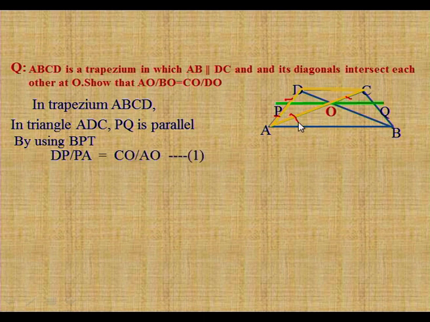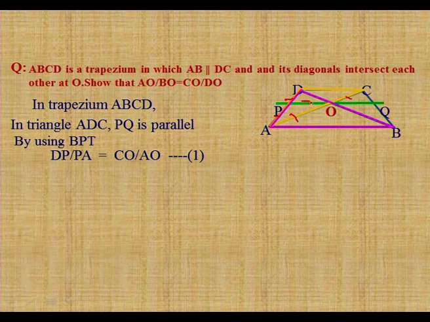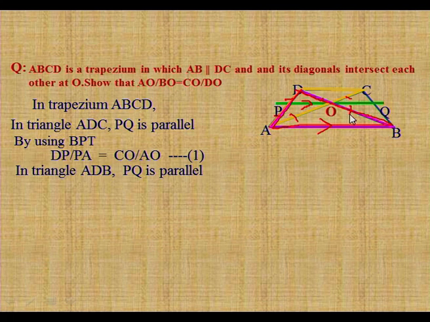This is the first equation. Consider again another triangle, ADB. PQ is parallel to AB also. Therefore, in this triangle, we can apply the basic proportionality theorem. This is parallel to this, hence DP by PA is equal to DO by OB we can write. I am writing the same: in triangle ADB, PQ is parallel to AB, and using the basic proportionality theorem, DP by PA is equal to DO by OB. This is the second equation.